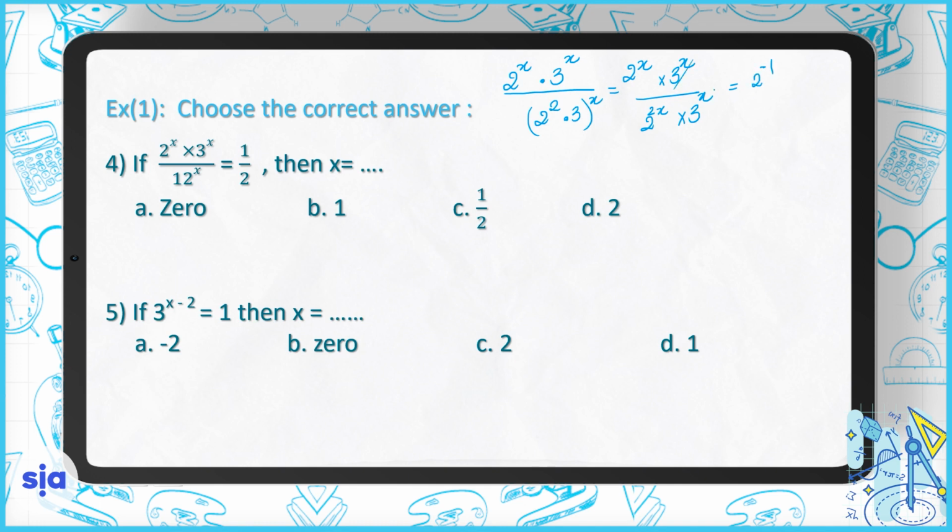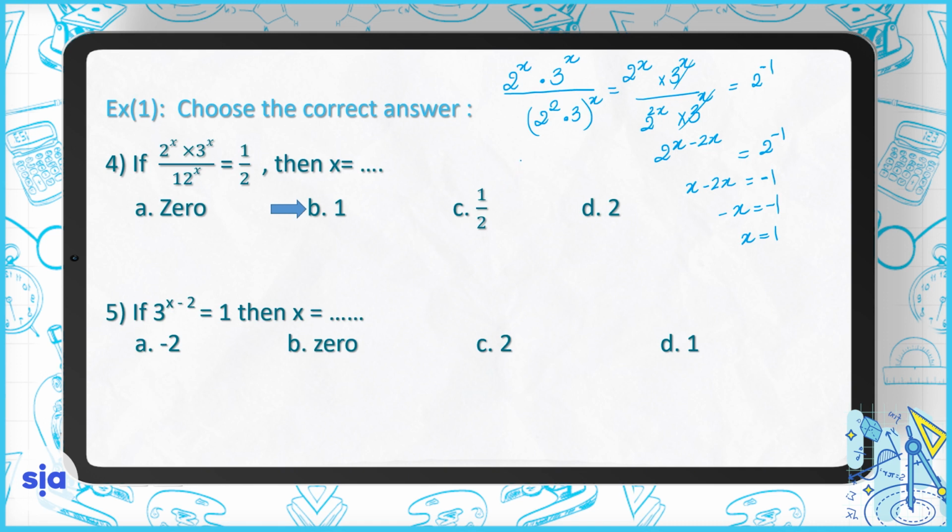The 3^x over 3^x are crossed out together. So it's 2^(x − 2x) equals 2^(-1). Then x minus 2x equals negative 1. The negative x equals negative 1. So x equals 1.